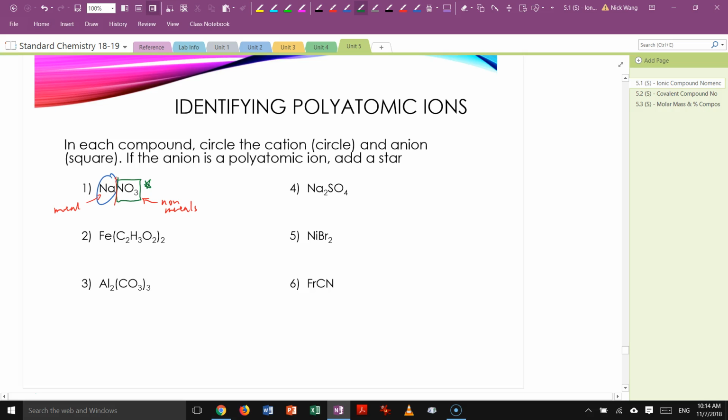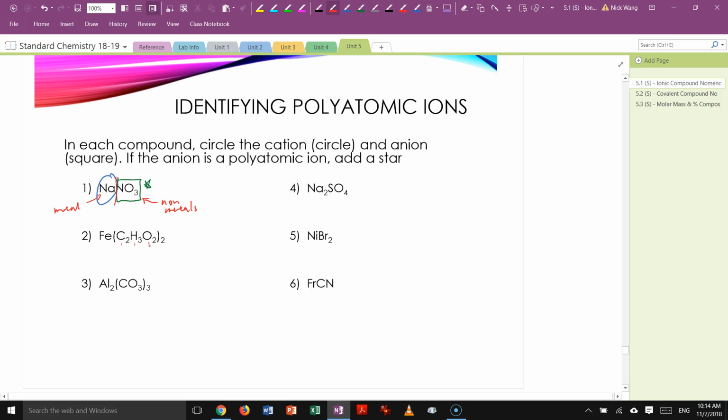Let's try the second one. So it's the second one here, again same process. This is a compound. You've got Fe, iron, that's a metal. You've got C2H3O2. It's obviously a lot of elements, but again, what do you notice about all of them? This is a nonmetal, this is a nonmetal, this is a nonmetal. So all 3 of those are your nonmetals.